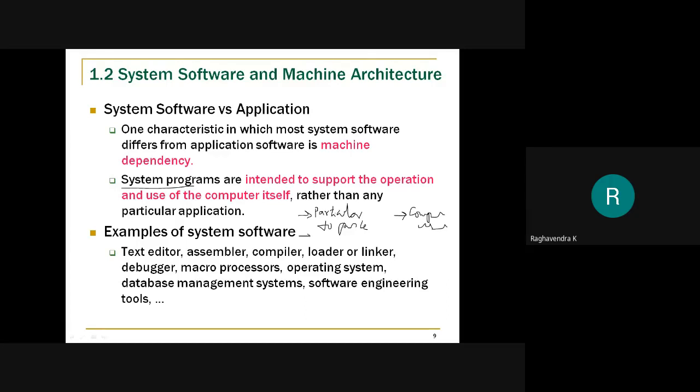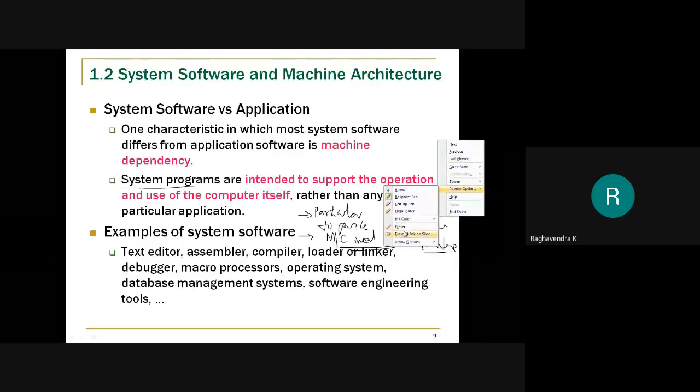The second difference is that application software is machine independent, meaning it can be run on any machine which has a proper system software that supports it, whereas system software is machine dependent. Why? Because it is designed by looking at the hardware of the machine, and hardware can change from machine to machine. Therefore it is machine dependent, whereas this one is machine independent, right?